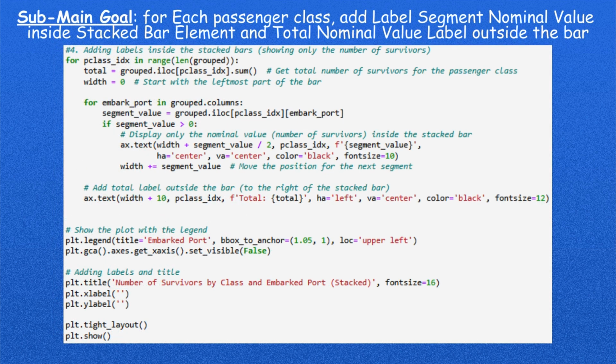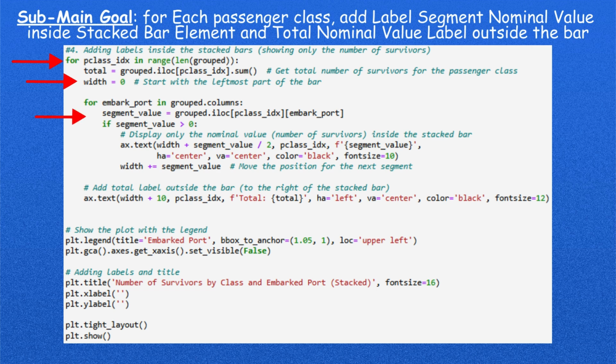The next goal is to add labels inside each stacked bar segment to show the number of survivors and also add a total label outside the bar, showing the total number of survivors for each passenger class. First, we loop through each passenger class to calculate the total number of survivors in that class. The variable width is initialized to 0, which represents the starting position of the first segment in the stacked bar. This ensures that the first segment will start at the far left.